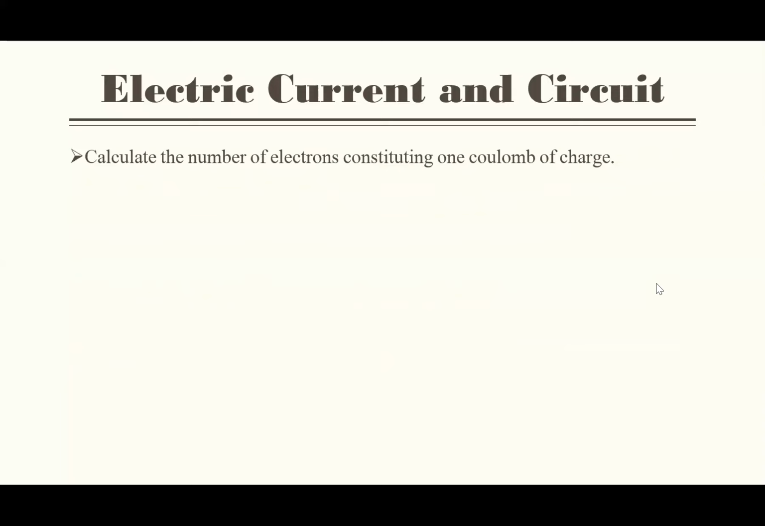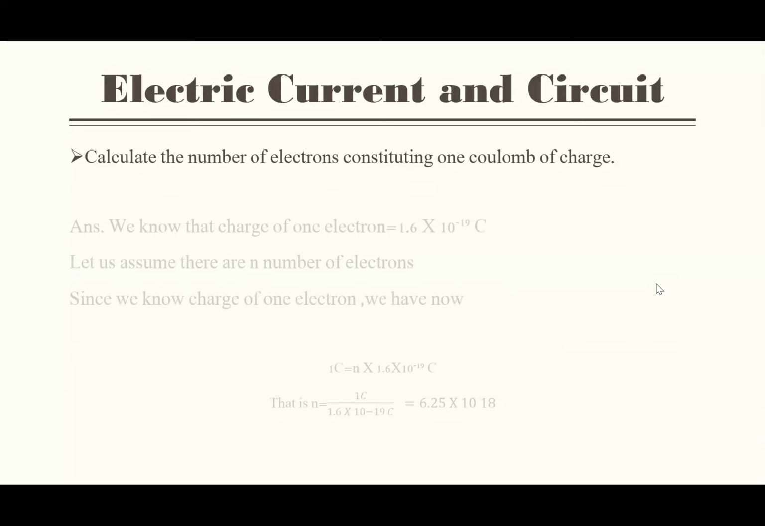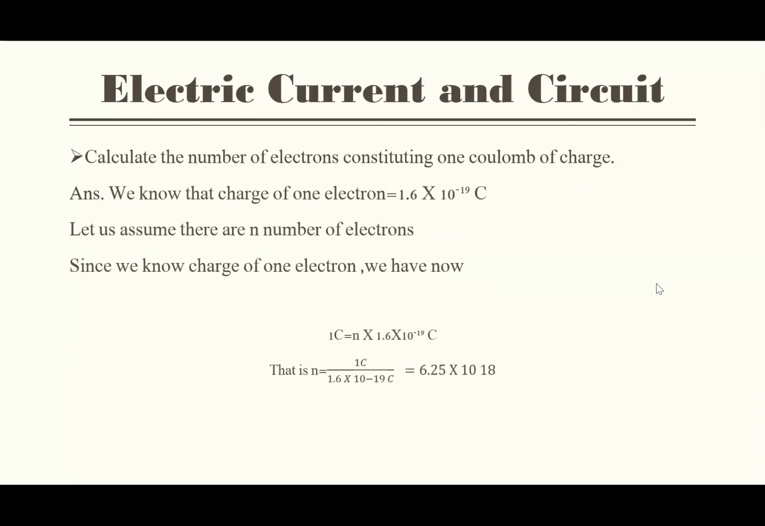Calculate the number of electrons constituting 1 coulomb of charge. You know that the charge of 1 electron is 1.6 into 10 raised to minus 19 coulomb. And now we can assume n to be the number of electrons. This means we have 1 coulomb is equal to n into 1.6 into 10 raised to minus 19 coulomb, or n will be 1 coulomb divided by 1.6 into 10 raised to minus 19 coulomb. You get that to be 6.25 into 10 power 18.